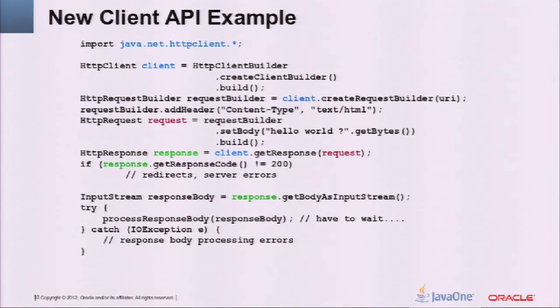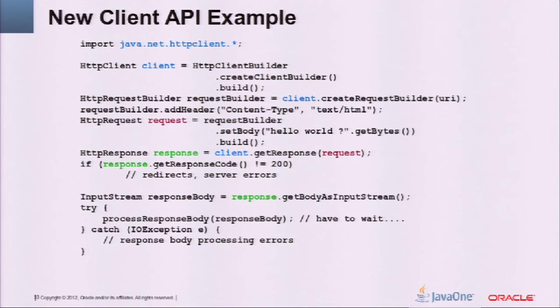If we were doing the body, this is where we would set up the body. So in this case, we're just setting a content type on the request builder and setting a simple string into the request body. And then when we build on the request builder, we get the immutable request object that we're going to use. In this case, we invoke the client object.